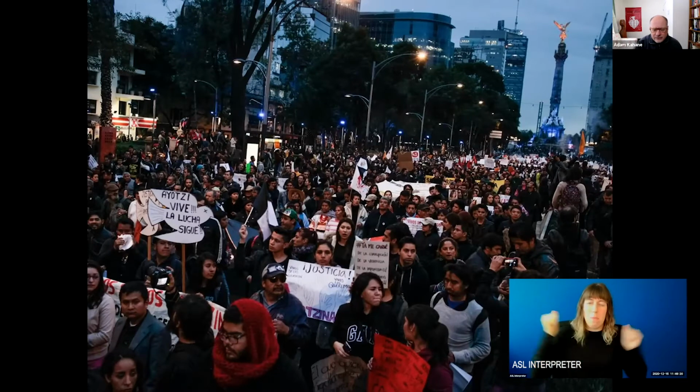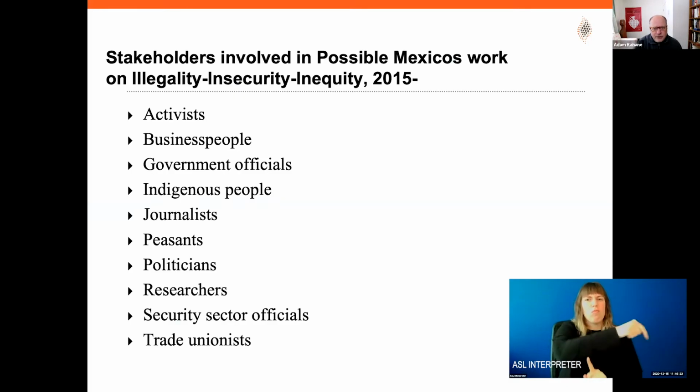And so what happened in late 2014 is there were huge demonstrations throughout Mexico, hundreds of thousands of people in Mexico City and elsewhere. And a group of Mexican citizens, a group of people who were concerned about this situation, decided to organize a project in early 2015. The project's called Possible Mexicos. What was distinctive about the project is they brought together people from across what they call the different Mexicos: indigenous people, journalists, human rights activists, politicians, people from the presidency, owners of companies, grassroots activists, trade unionists, people from the army and the police.